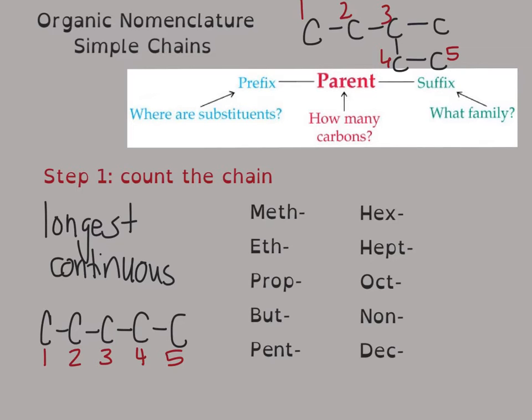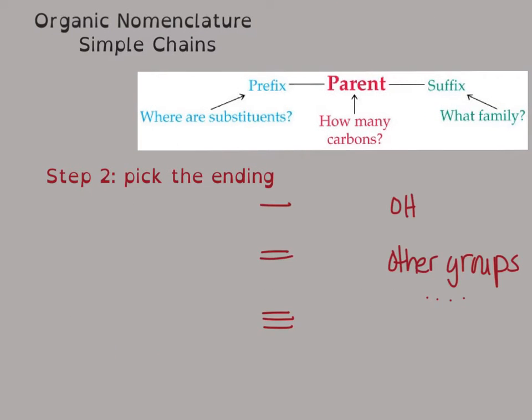So what you do is you count the longest continuous chain, and then you go to the parent name. And so in both of these cases, we're going to use the group name pent, because we have 5 carbon chains. So your possible choices are meth, eth, prop, but, pent, hex, hept, oct, non, and dec. And so if you have a 3 carbon chain, it's a prop group. If you have an 8 carbon chain, it's an oct group. And that makes sense.